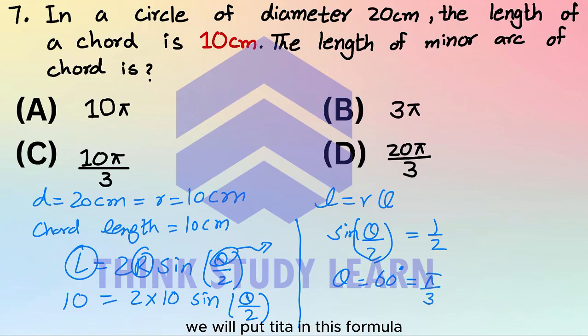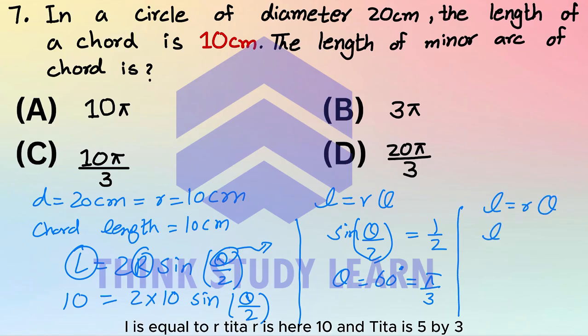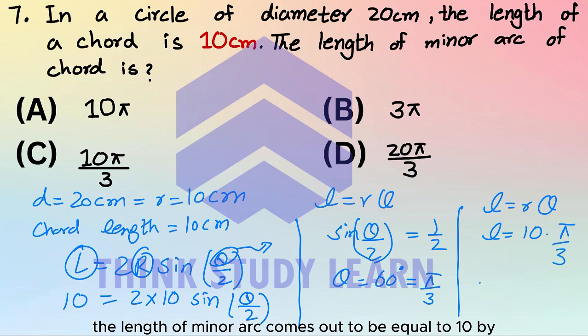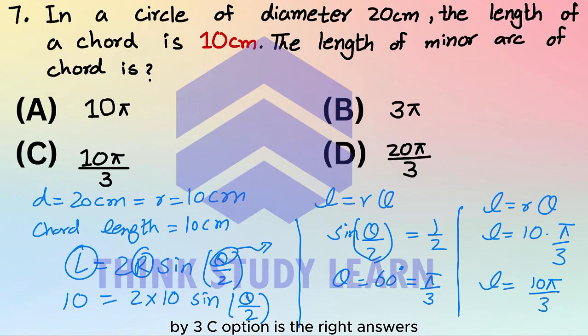So now we will put theta in this formula to find the minor arc length. L is equal to r theta. r is here 10 and theta is pi by 3. So the length of minor arc comes out to be equal to 10 pi by 3. C option is the right answer.